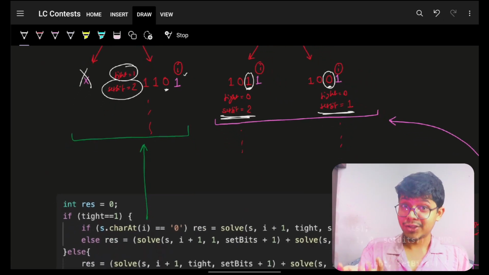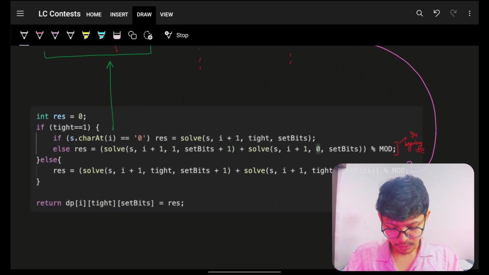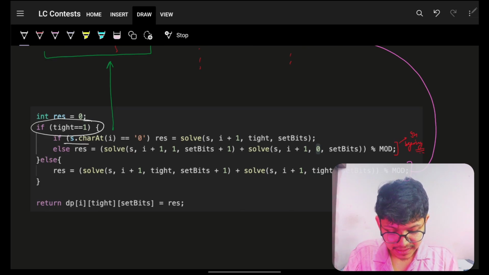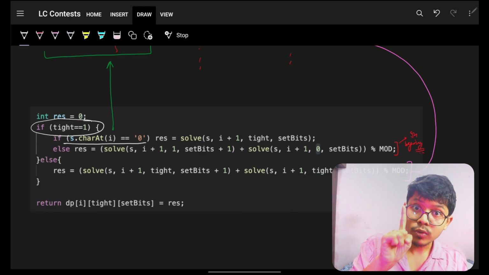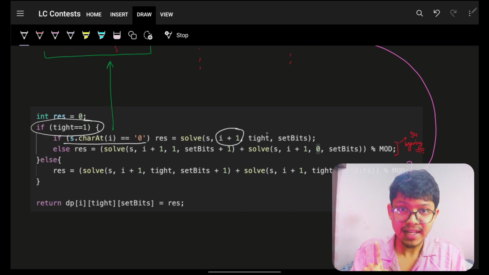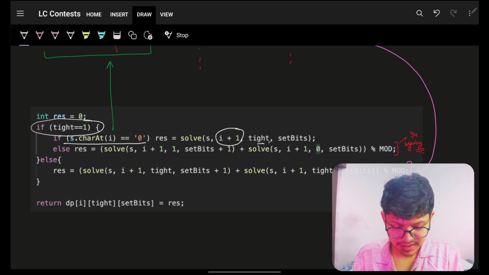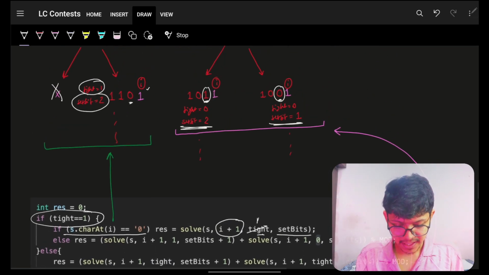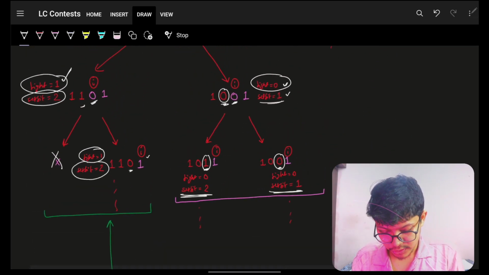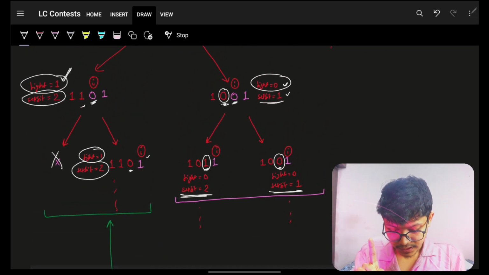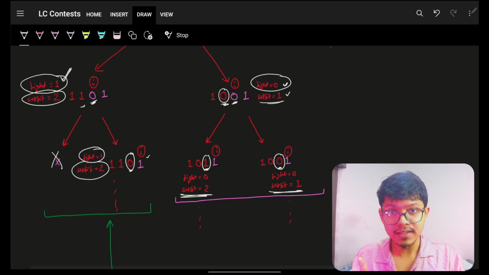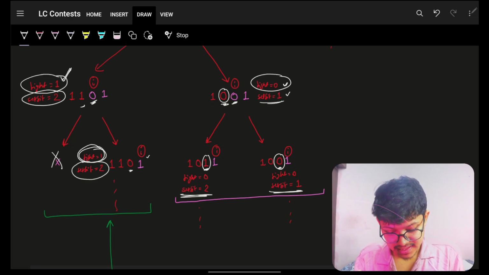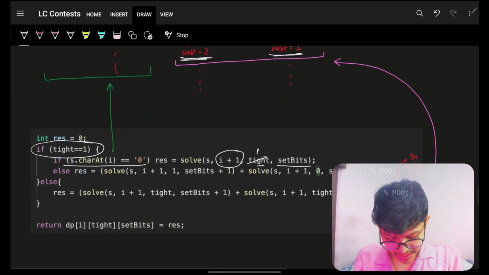Now, if I show you the code, exactly the same code. If tight is 1, as I showed you, and the character is 0, you have only one option: move to the next index. Tight will still remain 1, and the set bit count will also remain as is. As you can see, as the value was 0, tight was 1. This will still remain 0, tight will still remain 1, and the set bit count will still remain as is.